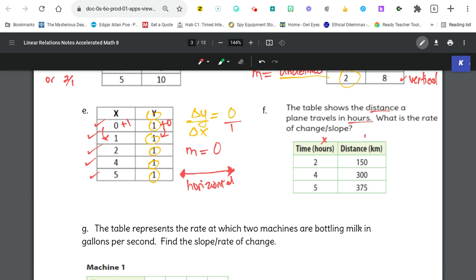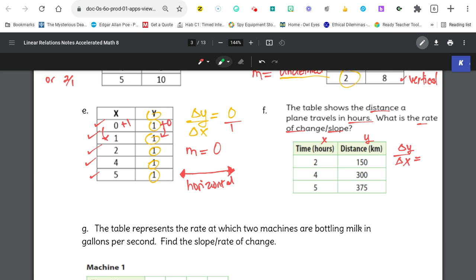So this is my independent and this is my dependent. The distance depends on the hours. You have to have some time go by before you can go anywhere, okay? It says, what is the rate of change or the slope? So I'm going to calculate the change of Y over the change of X.